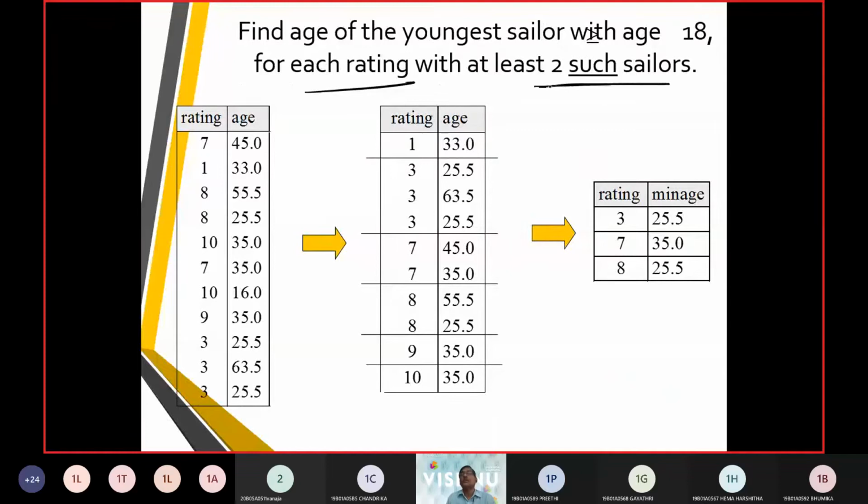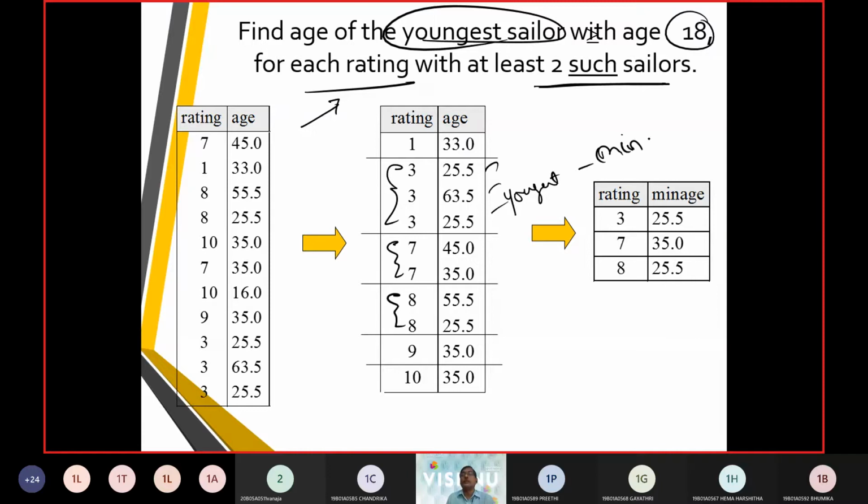we should find 2 sailors. For each rating, that is 3, 8 and 2, then we should find the youngest, and all should be greater than 18. Of course, all are above 18. So when we are going to call it youngest, we are going to use the minimum function. So we get 25 here. So youngest, that is minimum, we get 35 here. Youngest, we use the minimum and we get 20.